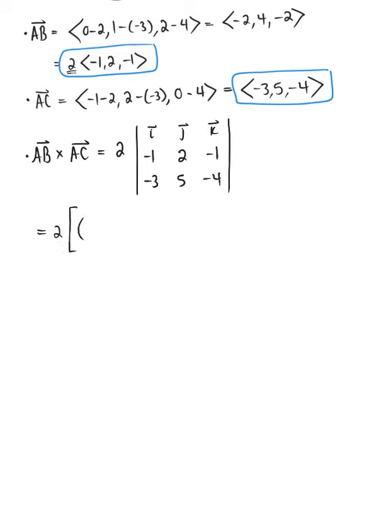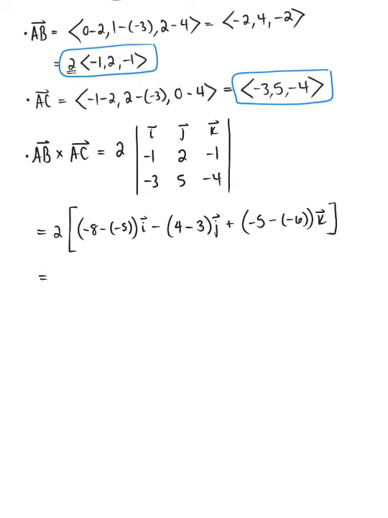So this will be, by the cross product, we have 2 times -4, which is -8, minus 5 times -1, which is -5, i hat, minus -1 times -4 is +4, minus -1 times -3 is +3, j hat, plus -1 times 5 is -5, and 2 times -3 is -6, k hat.